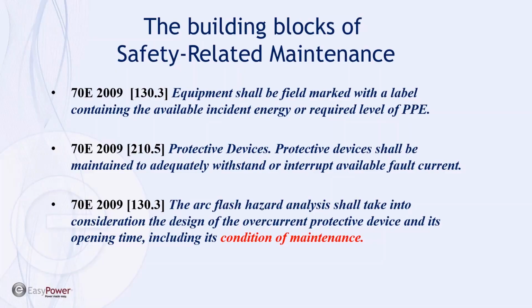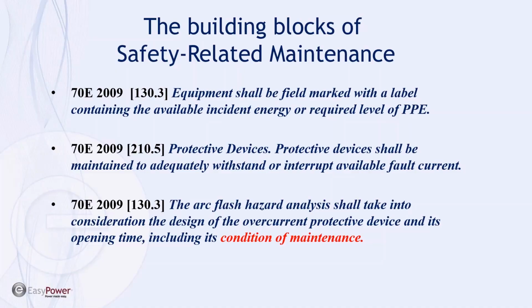So as far back as 2009, there was first the reference to perform the arc flash risk assessment under Article 130.3, and it says equipment shall be field marked containing that available incident energy or the required PPE level. And then skipping down to the bottom reference, it says that arc flash analysis shall take into account the design of overcurrent protection devices. And again, the only words listed in all of 2009 for condition of maintenance was this one reference here of the arc flash analysis shall take into account condition of maintenance.